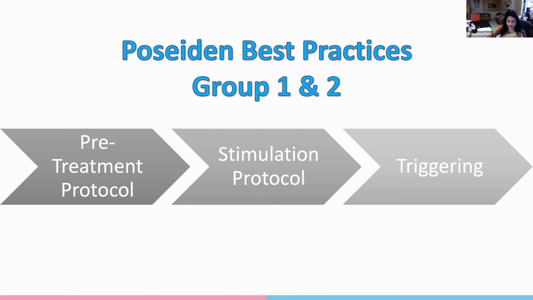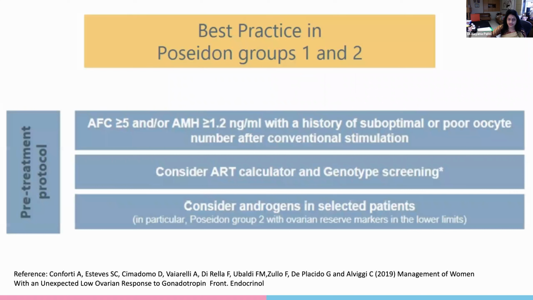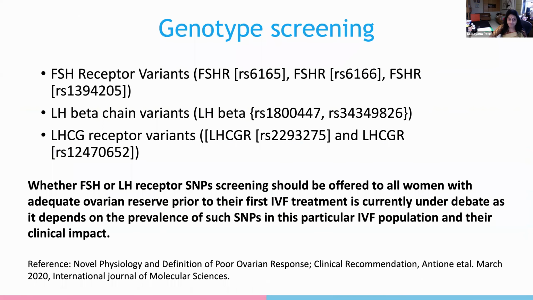So there is something you can do for pre-treatment, stimulation, and triggering. In the pre-treatment, what will you do? Now the ART calculators are available. You can also think of genotype screening if it is available, because that will say that this patient will respond to a higher dose of FSH, or you need to add LH, or even in selected patients you can do androgen therapy.